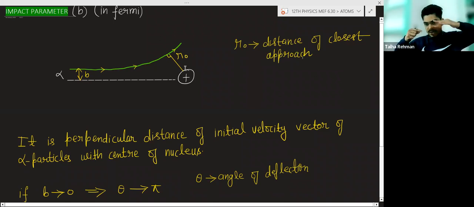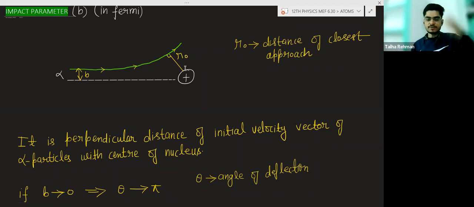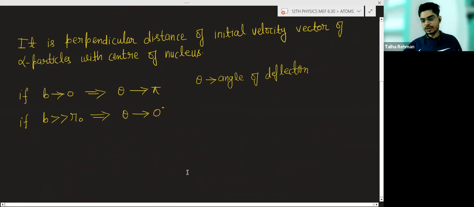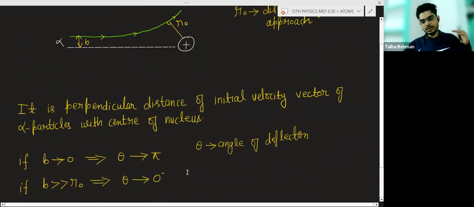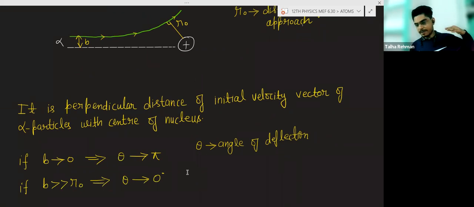So if this b becomes much larger, then in that case, here will be the nucleus and the alpha particle will move like this. So in that case, what will happen? Theta will become approximately 0 degree, means the alpha particle will pass straight. Why will the alpha particle pass straight? Because it will not strike the nucleus, and inside the atom most of the space is empty, so the alpha particle will pass straight.